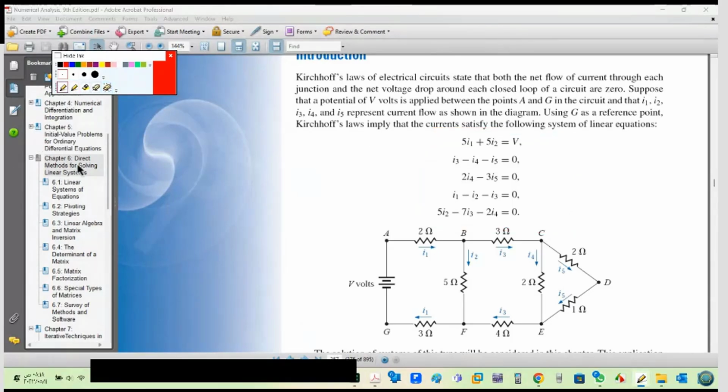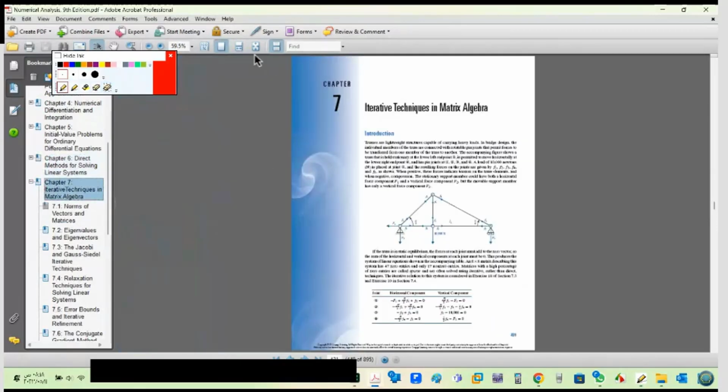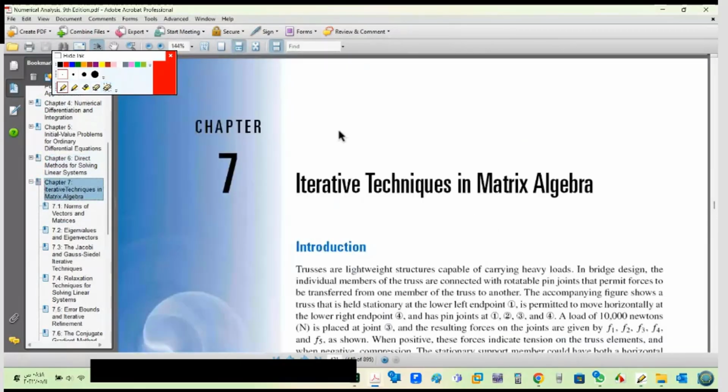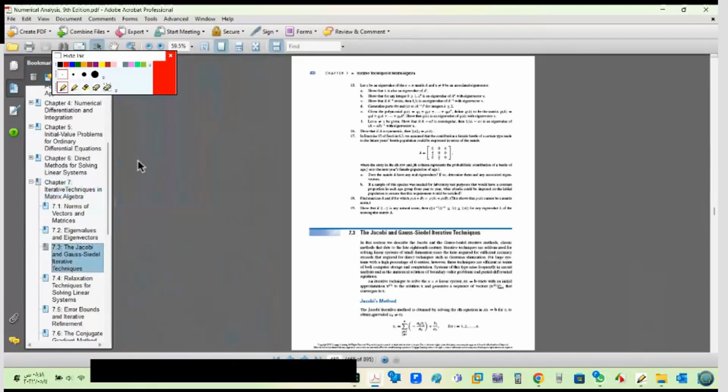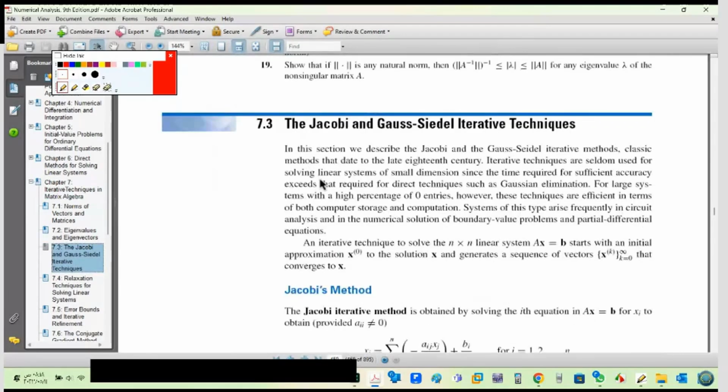This is about the direct solution, or direct method. We will start with chapter number 7, iterative techniques for solving systems. Here we are using a numerical method. You studied direct methods, but here we start with a numerical method. Today we will start with 7.3, Jacobi and Gauss-Seidel iterative techniques, and this is what you have to study.